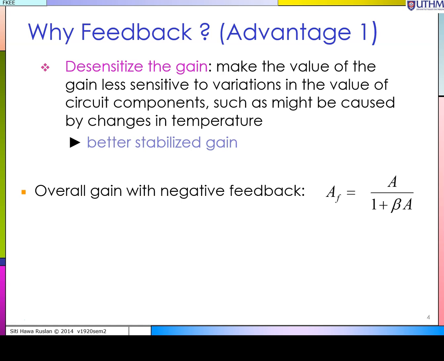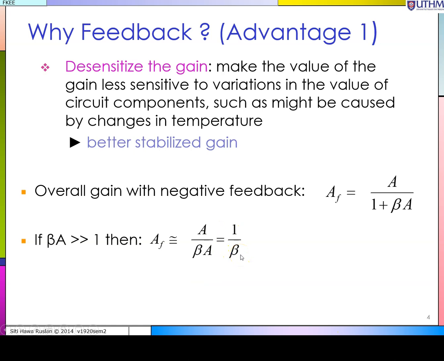Actually, the gain will be reduced by a factor of 1 plus beta A. We have derived this equation: AF equals A divided by 1 plus beta A. The gain is reduced, which is the disadvantage. But the advantage is, if you look at this equation, 1 plus beta A, beta A is usually much greater than 1. So if I ignore the 1 over here, I can write this equation as A divided by beta A. A at the numerator and A at the denominator cancel out, so I am left with AF equals 1 over beta.